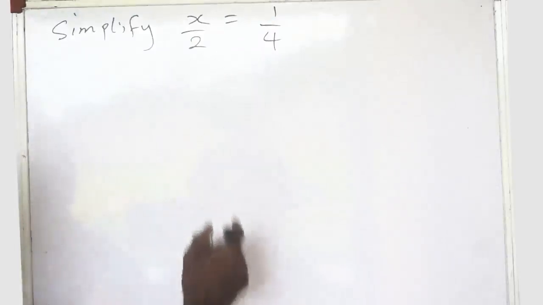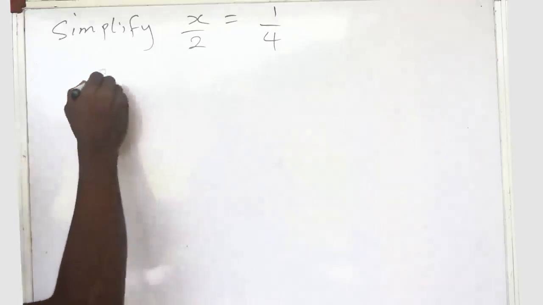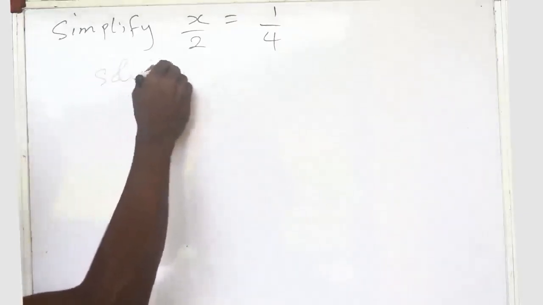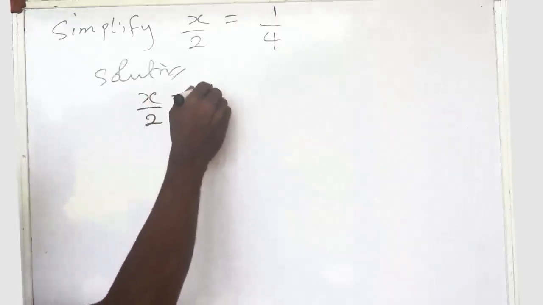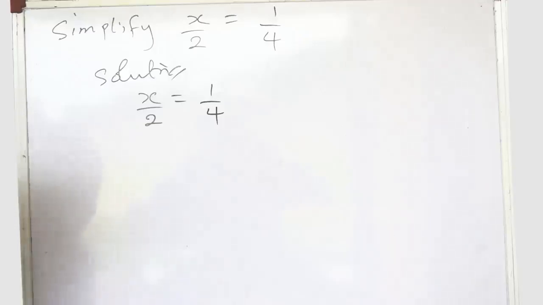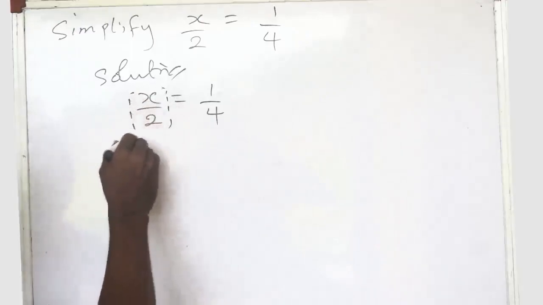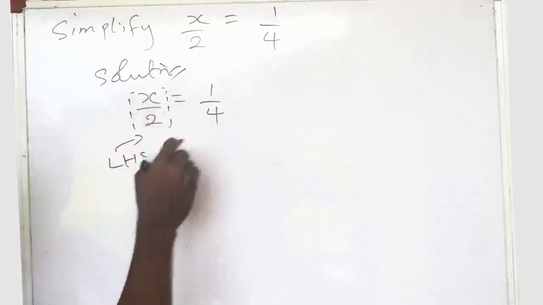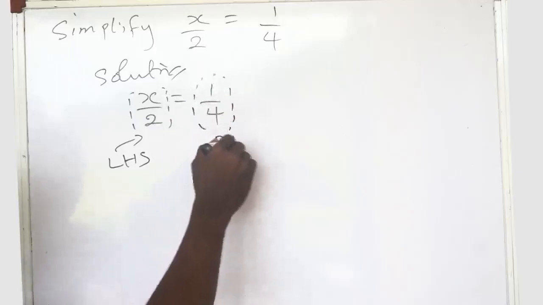Okay, suppose you are given this type of problem to do. How do you go about it? You write solution, then x over 2, repeated over 1 over this. In this regard, you find out that this has to be the LHS, which is the left hand side, and this is the right hand side.